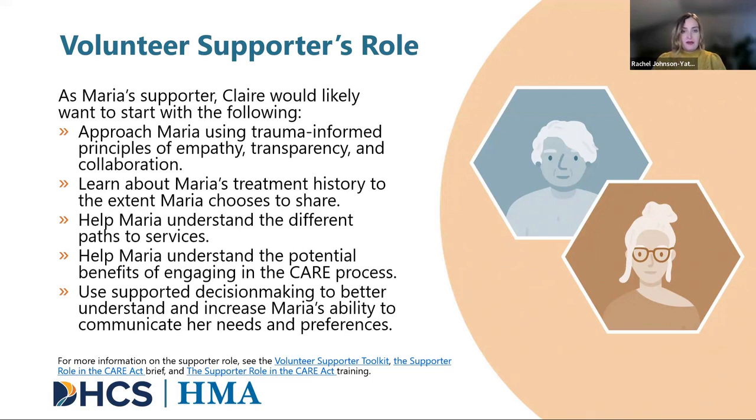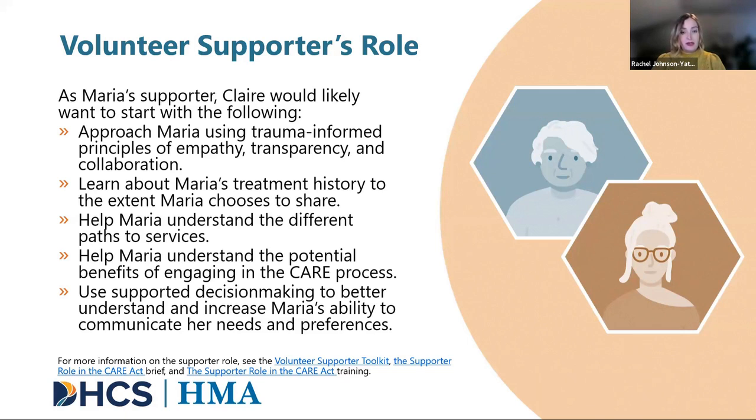So when we think about the development of a care agreement or plan, Claire could start with some of the following techniques. She could approach Maria using a trauma-informed principle of empathy, transparency, and collaboration, meaning that she's working alongside Maria to collaboratively help her identify her preferences and choices in regards to the care process. Claire could spend some time learning about Maria's treatment history to the extent that Maria feels comfortable sharing about her experience. So here it's really great to have a conversation about what worked for Maria in the past, what didn't. What providers has she found helpful? What providers were not a fit for her? How has Maria responded to medications or other treatments in the past?